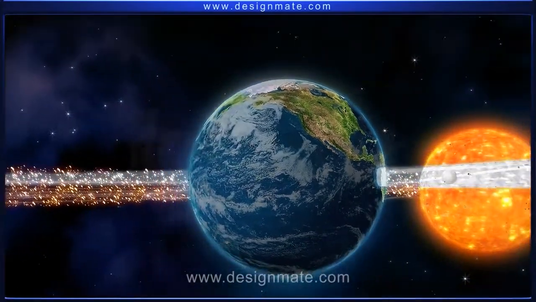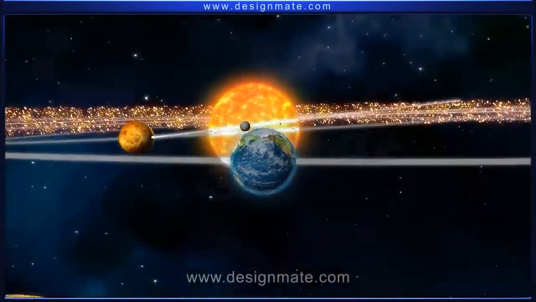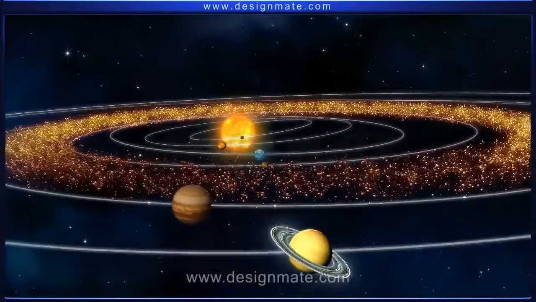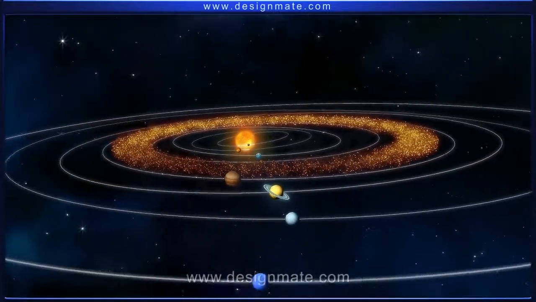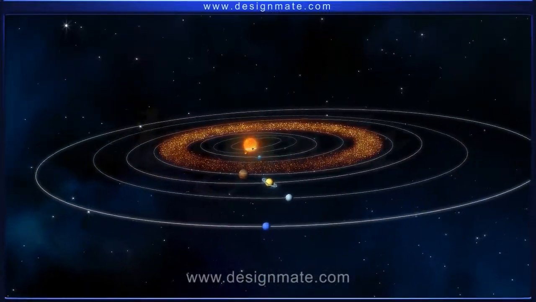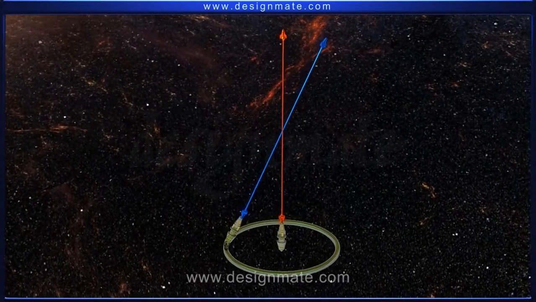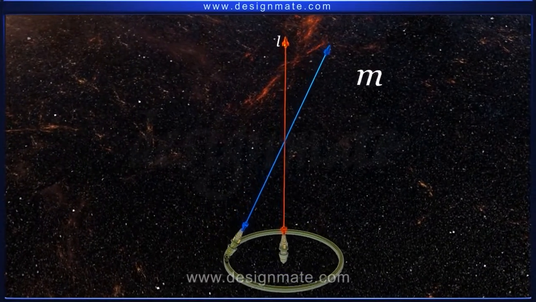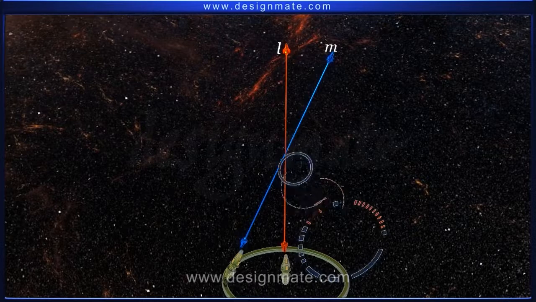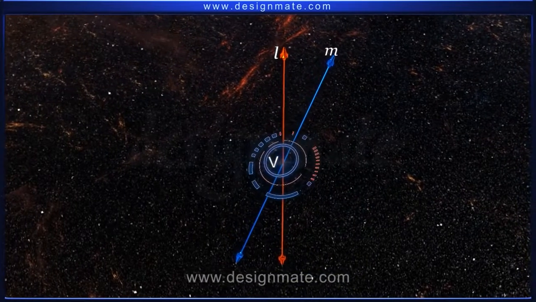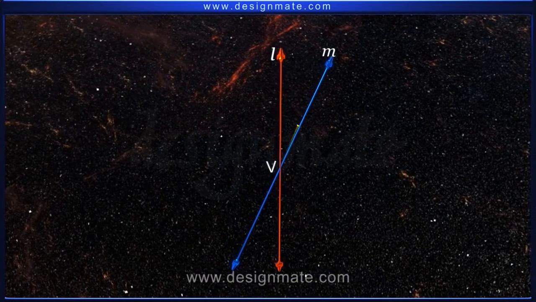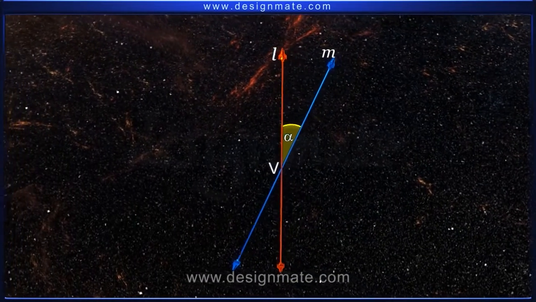We know that the planets revolve around the sun in stretched circular paths. To understand the formation of such curves, let us proceed with an activity. Let us have two intersecting lines, L and M, with the point of intersection V, and the angle between them alpha.